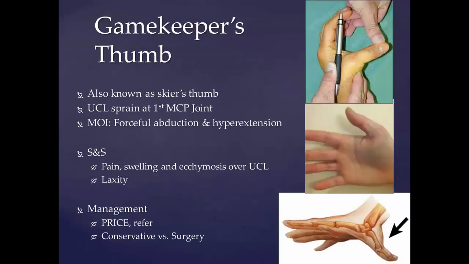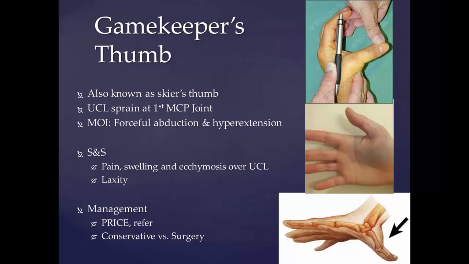Gamekeeper's thumb, also known as skier's thumb or ulnar collateral ligament tear, is a type of injury to the ulnar collateral ligament of the thumb. The UCL is torn at, or in some cases even avulsed from, its insertion site into the proximal phalanx of the thumb in the vast majority of cases. This happens approximately 90% of the time.